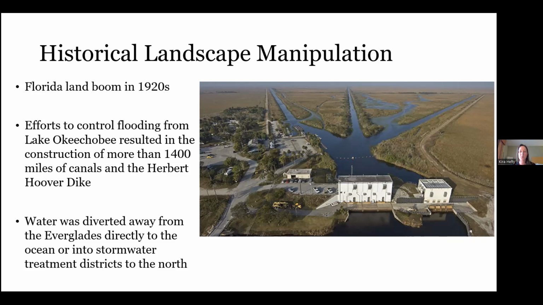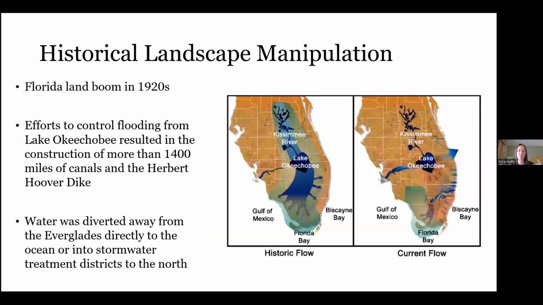And so what people began to do is build these extremely large systems of levees and canals and ditches to begin to funnel water away from residential areas, away from agricultural fields, and directly funnel it straight out to the ocean. So no longer allowing that water to traditionally flow through southern Florida as it previously had.